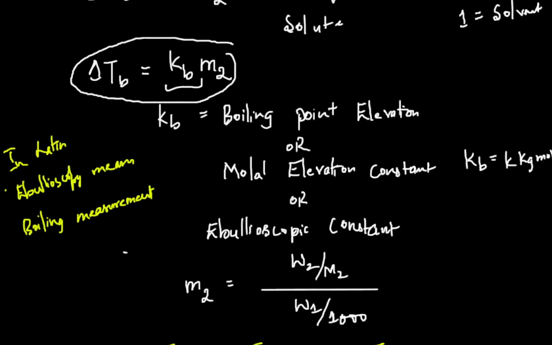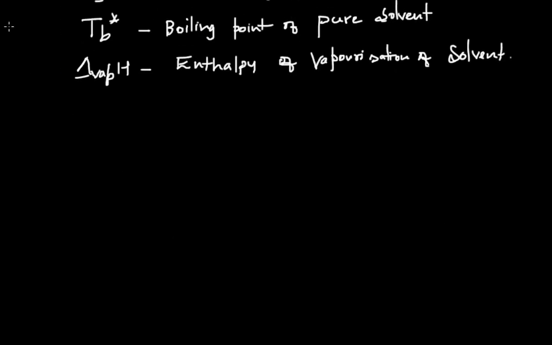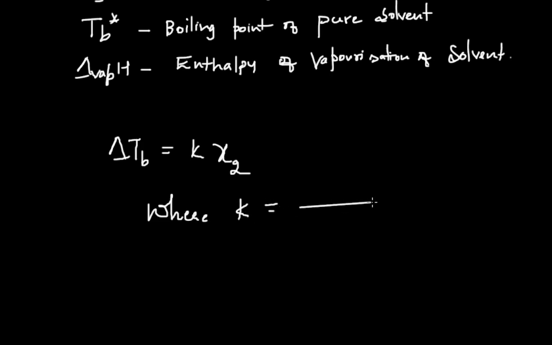Now delta TB can also be represented in terms of the mole fraction of the solute. Wherein delta TB is equal to K into X2, where the constant K is given by R TB star square divided by delta vaporization H. So it can be represented this way as well as that way. So that was for elevation of boiling point.